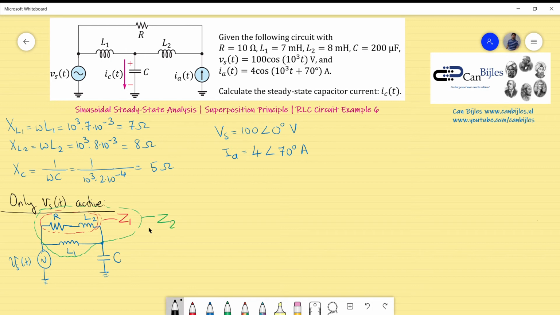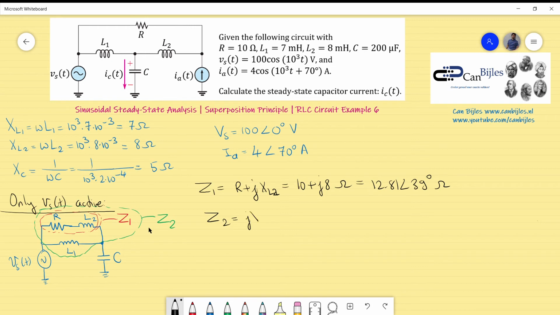And for combining the Z1 with L1, I will make that Z2. So I will start first determining Z1, which is R plus j XL2, and I know R, which is 10, and I also know XL2, sorry, that will be 8. This will be in ohms, of course, and if I now convert this to polar representation, this will be 12.81 phase 39 degrees in ohms.